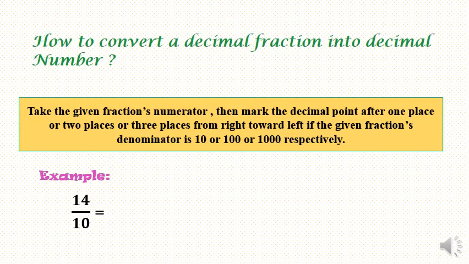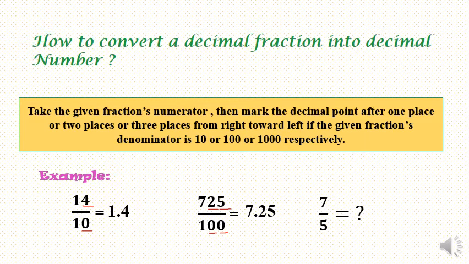Let's make an application. We look at the denominator. We have 1 0, it's 10. So the decimal point will enter only one digit. So the answer will be 1.4. Okay? 725 over 100. The denominator contains 2 zeros. So the decimal point will enter 2 zeros, which are the tenth and hundredth. So the decimal point will be here. So the answer will be 7.25.